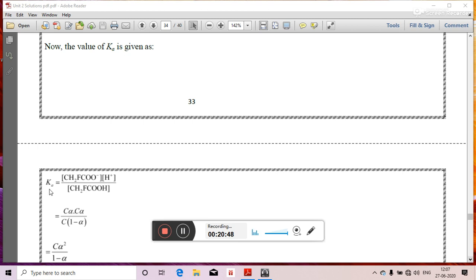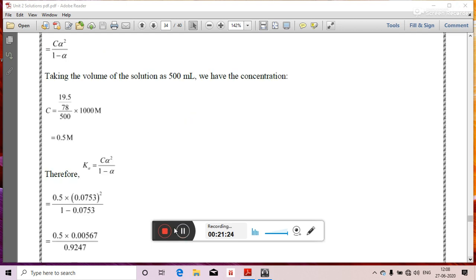Now the value of Ka is given as concentration of products upon concentration of reactant. So in the equation we have concentration of CH2FCOO minus into concentration of H plus upon concentration of CH2FCOOH. So that is equal to, now concentration of products at equilibrium is alpha C into alpha C upon concentration of reactant at equilibrium, which is C into 1 minus alpha. So one C from numerator and denominator will be cancelled, so we will remain with alpha square C upon 1 minus alpha. So in order to find out Ka, C must be known, okay?